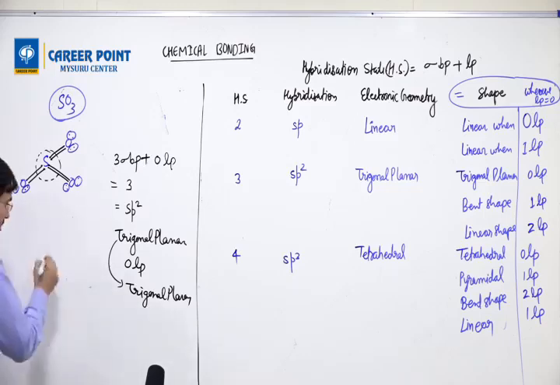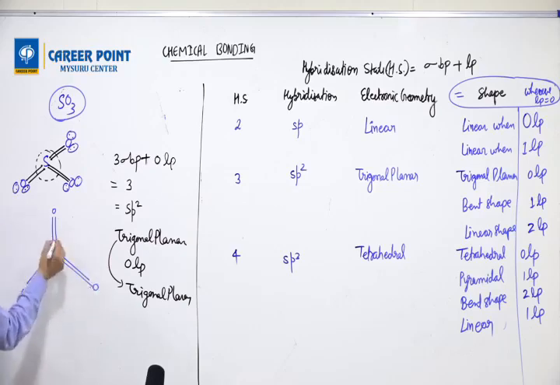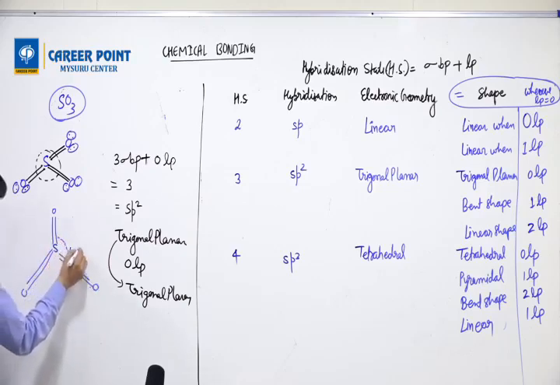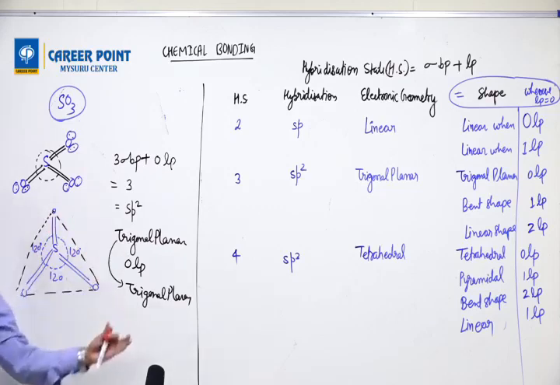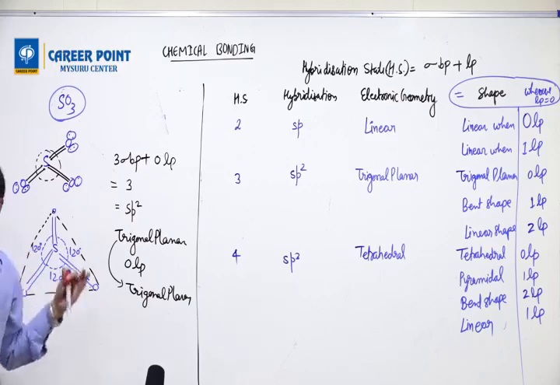I'll draw trigonal planar. How does trigonal planar look? It looks like this. This angle is 120 degrees. This angle is 120 degrees. This angle is 120 degrees. And why do I say trigonal? Because when you join them, it forms a triangle. And all 4 atoms are in one plane. That's why it is known as trigonal planar. Understand? The next question is SO2.